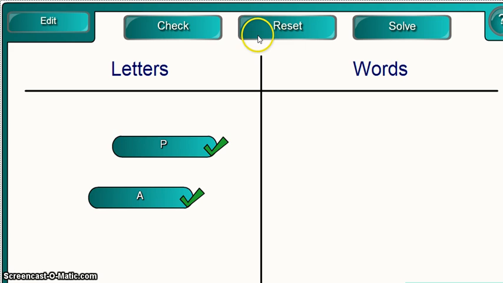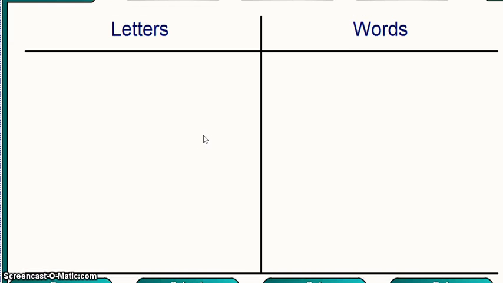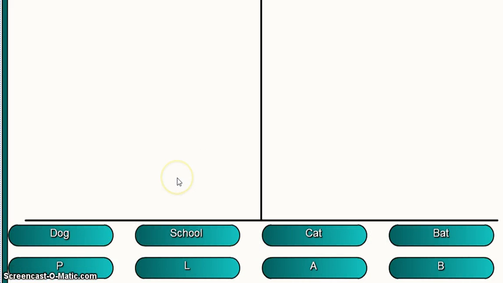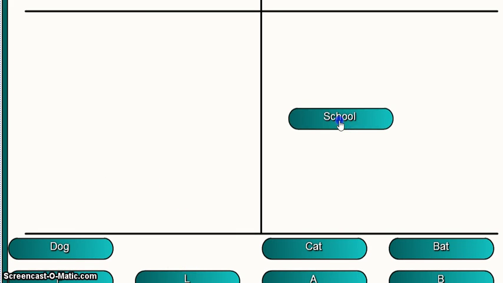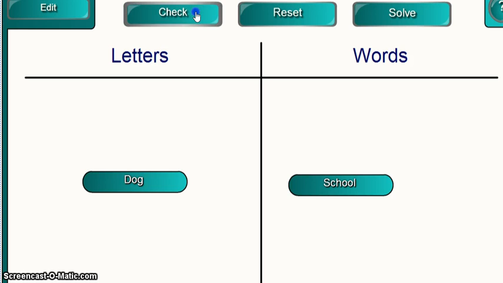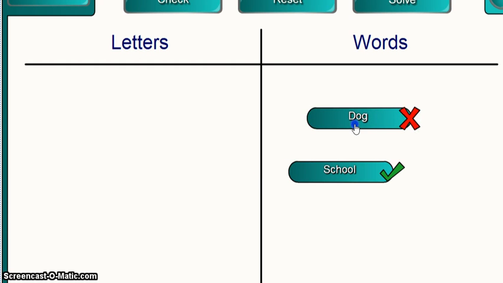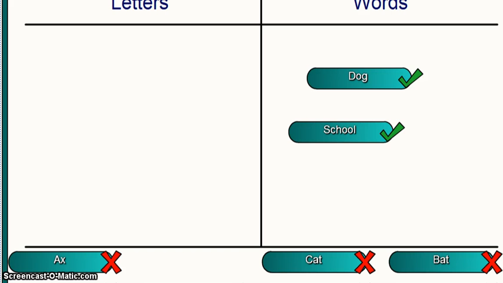The next page is an interactive game. You have two columns, letters and words, and at the bottom you have options. You can drag any of them into any of the columns, and then press check to see if you got them right. So a dog is not a letter, so it has an X mark, and to correct it, you can drag it into the other column and it will put a check mark.